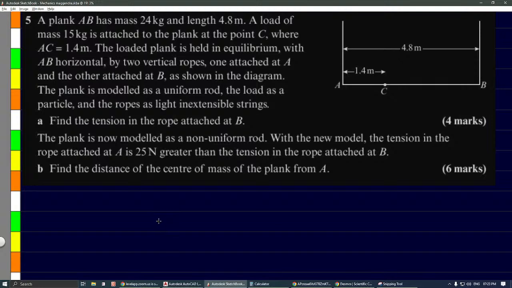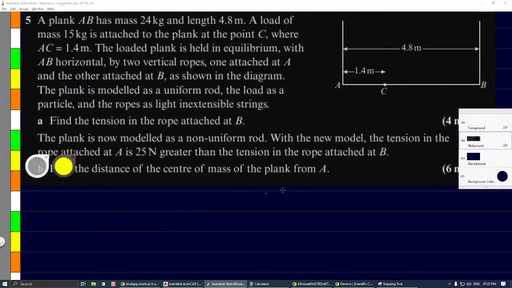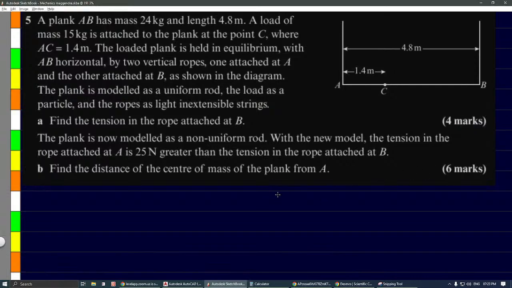Okay, so a plank AB has a mass of 24 kg and length 4.8 meters. A load of mass 15 kg is attached to the plank at point C. At point C, we have how much? 15 kg. 15 kg means 15g. Where AC is given as 1.4.